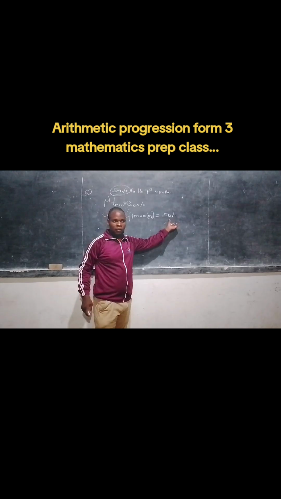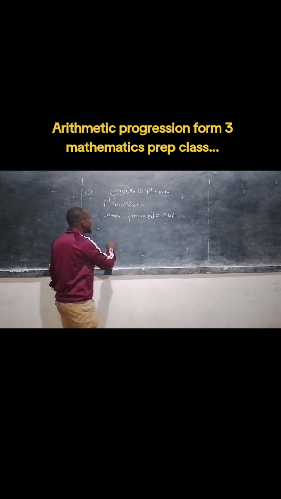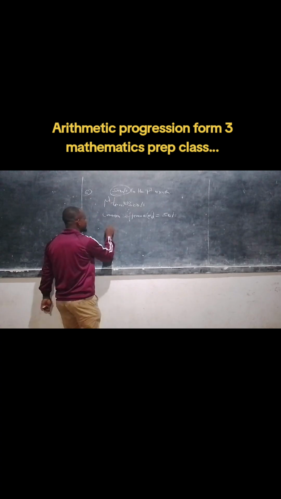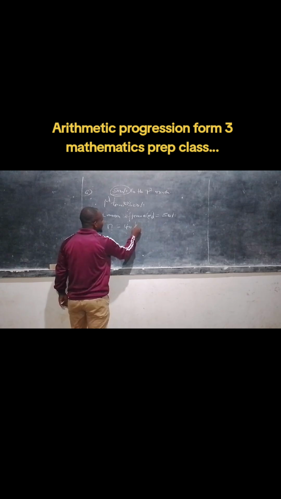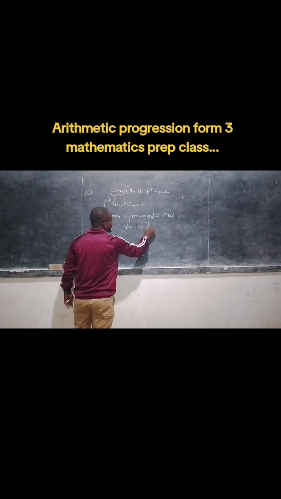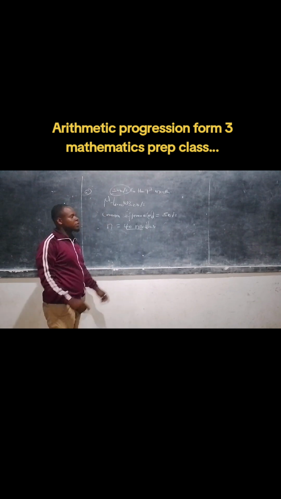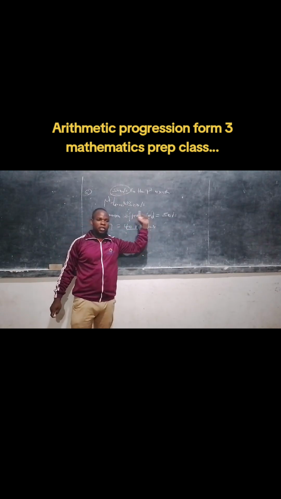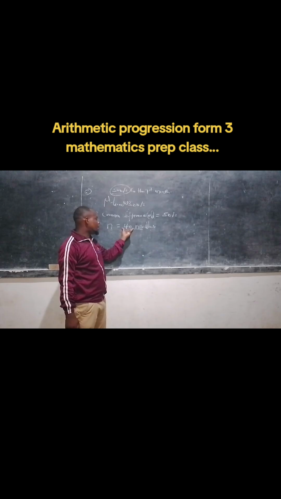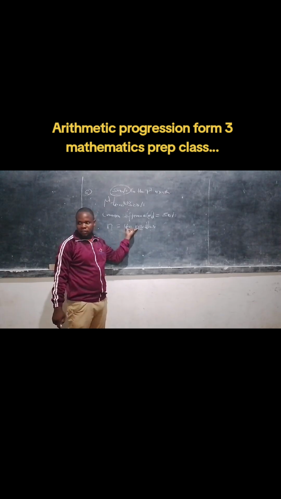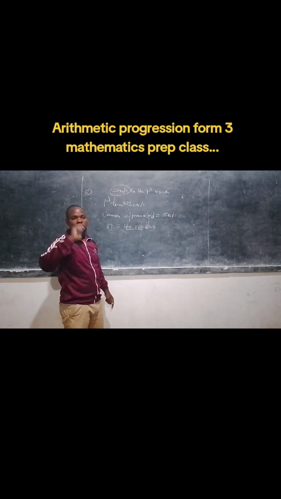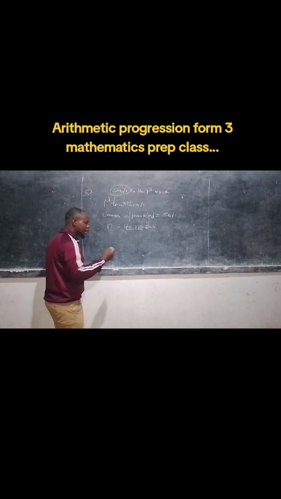Therefore, we have N, the number of terms. How many are they? 40 months. Our question is asking for the last amount that she deposited. Remember, the last amount is the 40th month deposit. That is the amount she deposited, as we have been asked.